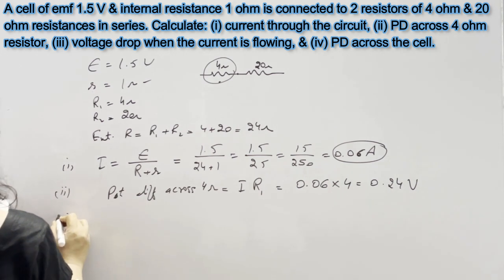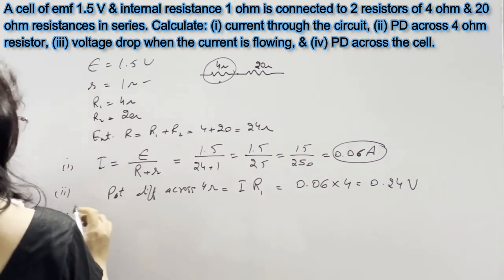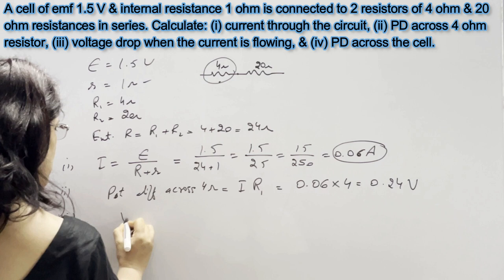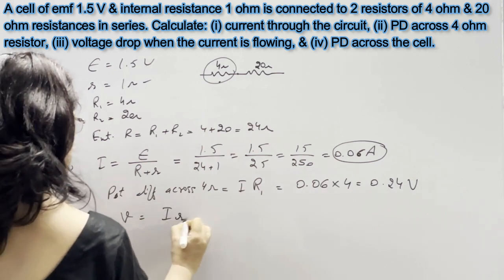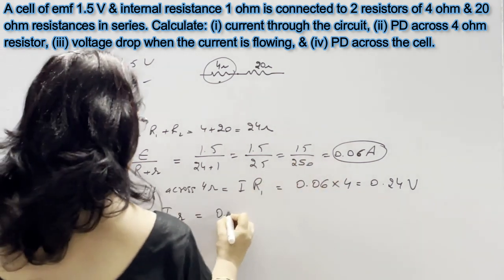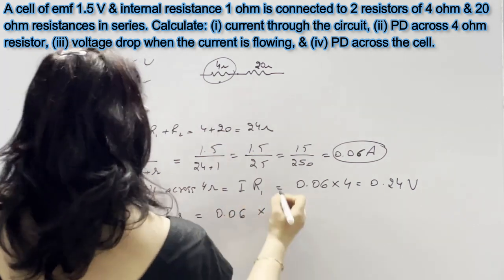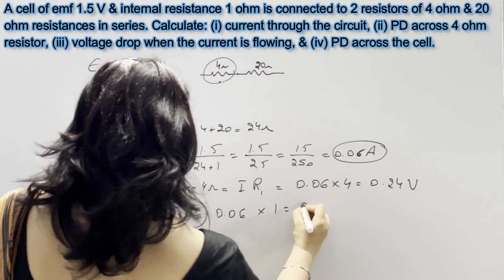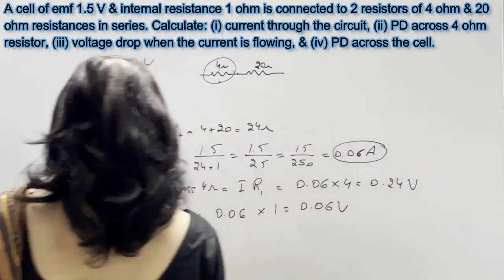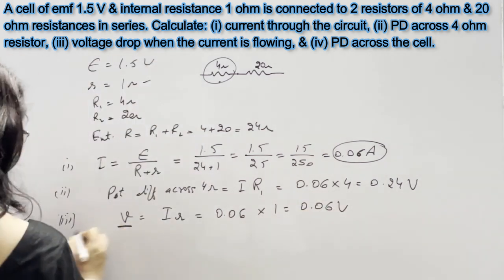In the third part, voltage drop. Now for voltage drop, small v is I into small r. Current we have just calculated, 0.06 ampere, and then internal resistance given is 1. So it means 0.06 volt is the voltage drop, small v.